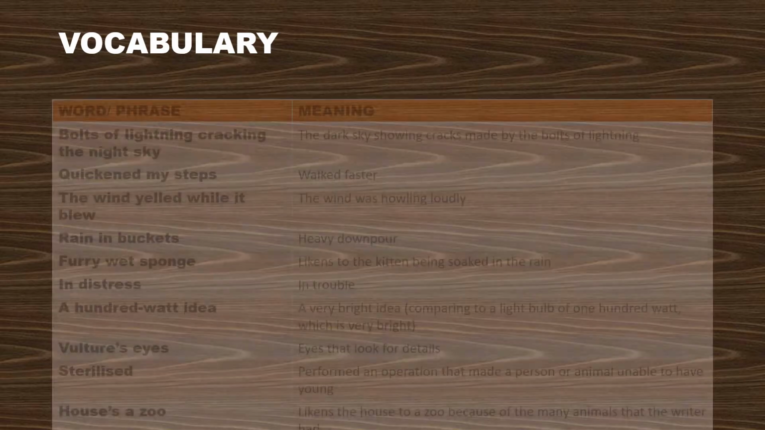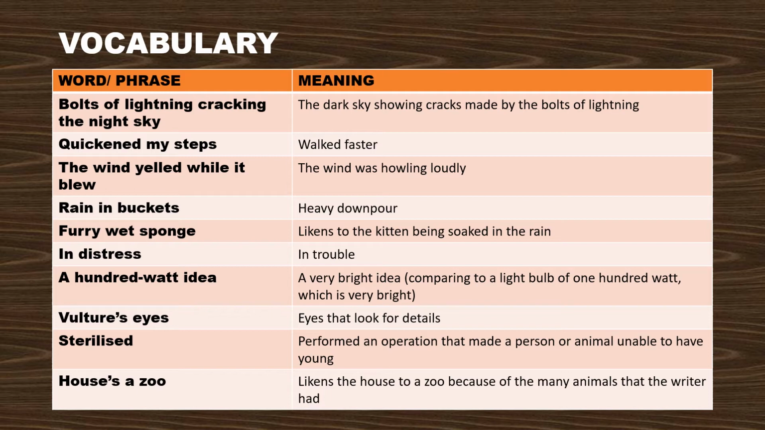So as for the vocabulary, these are the metaphors, the meanings for the metaphors. Well, you can copy this down into your vocabulary book, and I hope it helps you. Alright, so these are the words and phrase and the meaning. Bolts of lightning cracking the night sky. So it means the dark sky showing cracks made by the bolts of lightning. And the second one, quicken my steps, which means you need to walk faster.